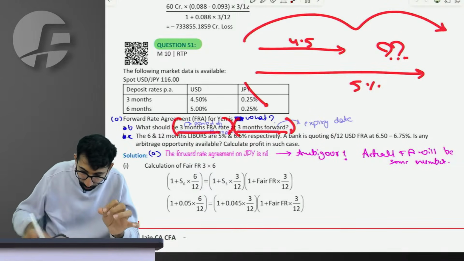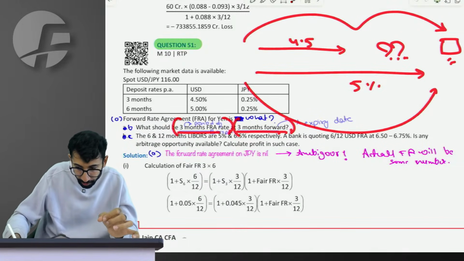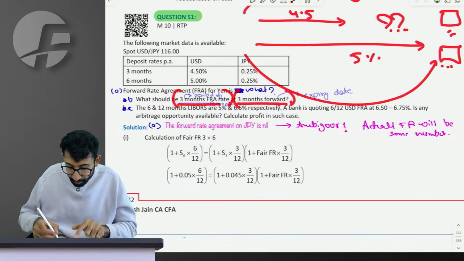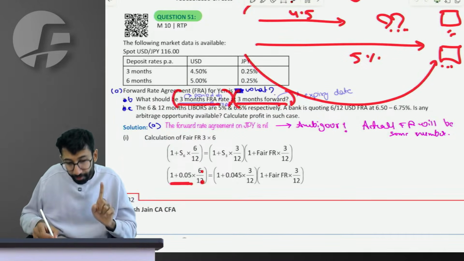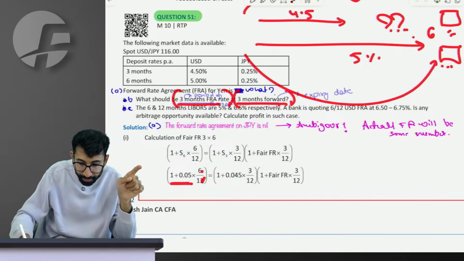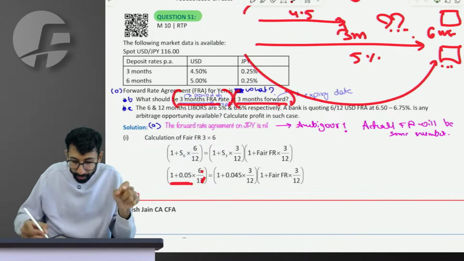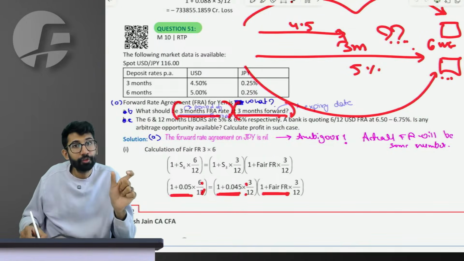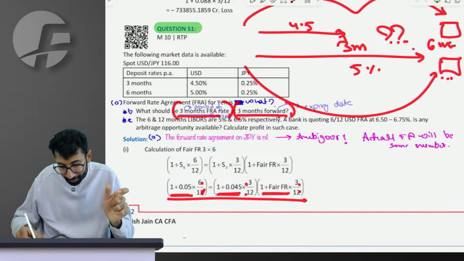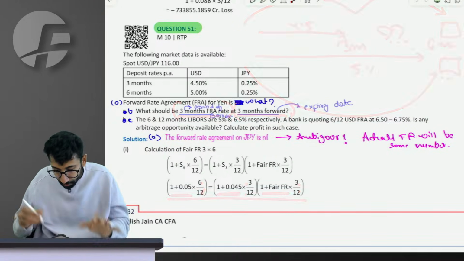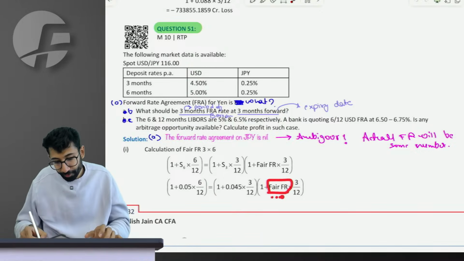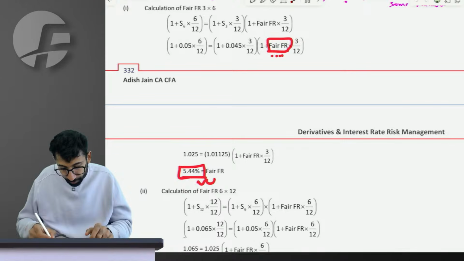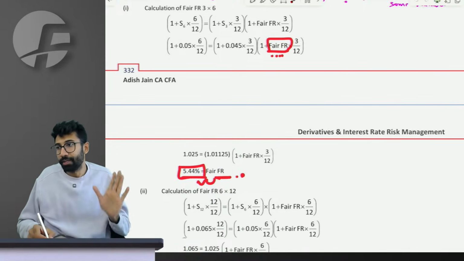Once you create this equation, then you create this equation and equate the future values, you will get the answer. Sir, 1.05 for a period of 6/12 one shot, right? This is 6 months, this is 3 months. Plus 1.045 into 3/12, 1 plus fair forward rate for the next period of 3/12 is the equation. When you solve this equation, you have only one number missing, the fair forward rate. When you solve it, you get 5.44% as the fair forward rate.